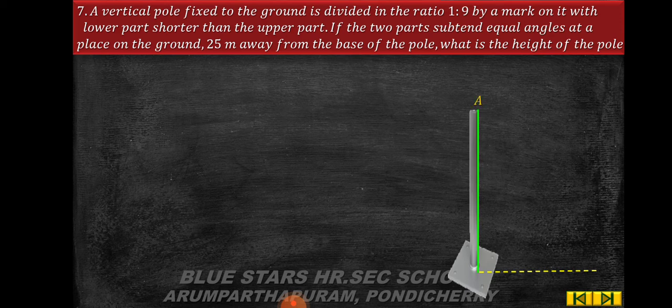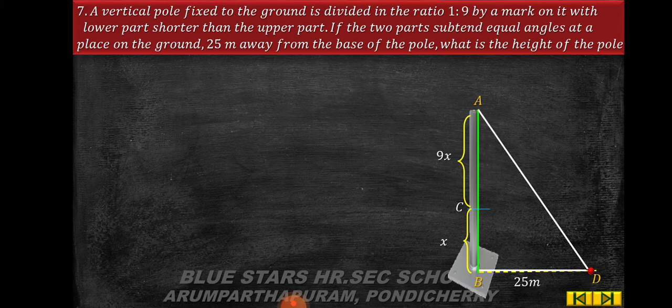So we don't know the height of the pole. The height of the pole is AB. From B to C we mark it as x. We are dividing the height of the pole in the ratio 1:9. So BC is x and AC is 9x. Then from the point D to the top of the pole and from the point D to the shorter part of the pole.